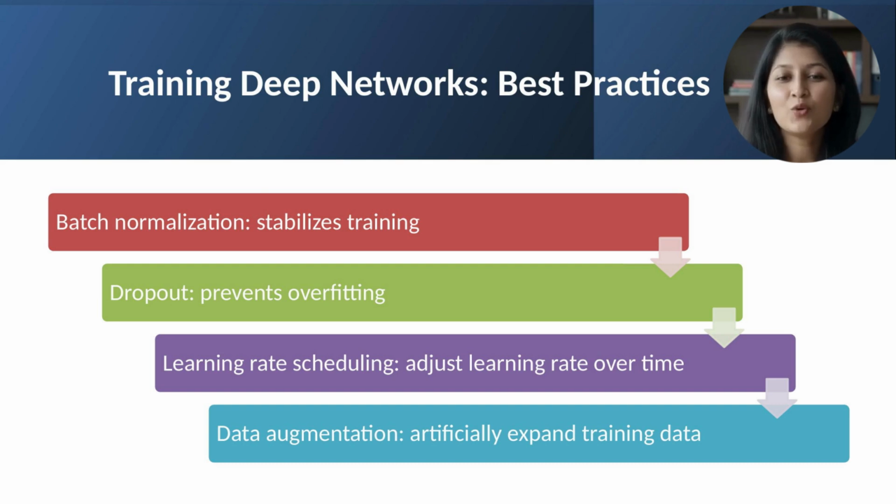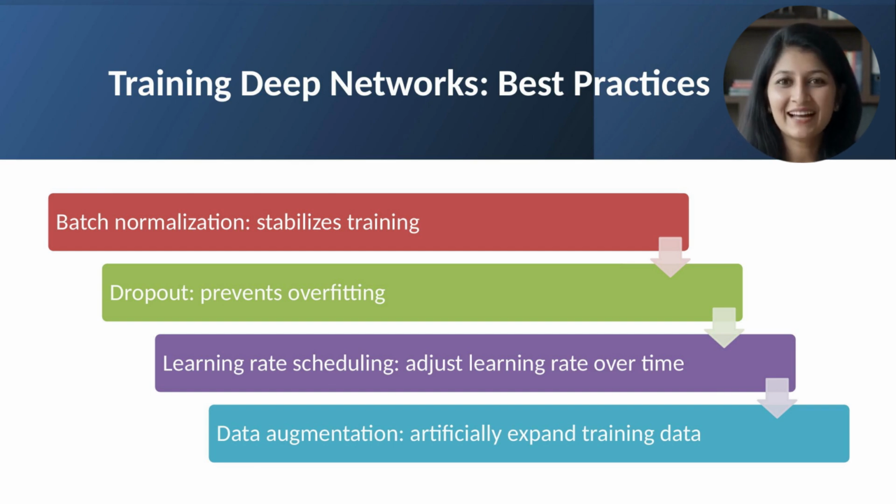Training deep networks requires techniques beyond basic gradient descent. Let me share the key practices that make deep learning successful. Batch normalization normalizes layer inputs during training. Each mini-batch has its inputs normalized to have mean 0 and standard deviation 1. This addresses internal covariate shift, the problem where layer input distributions change as earlier layers' weights update. Batch norm stabilizes training, allows higher learning rates, and acts as regularization. It's become standard in most deep architectures.